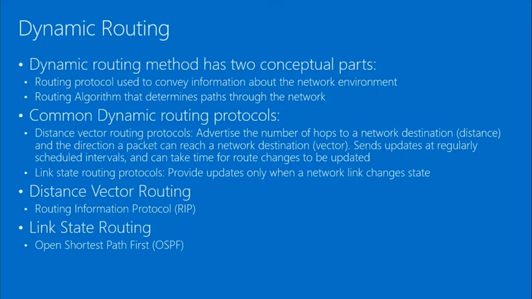Link state routing protocols: updates are only sent when a route has changed. So this allows for routes where, as a router goes down or as a network component goes down, when one of those events happens, then it sends out information. Versus the distance vector routing protocol, and RIP, Routing Information Protocol, is an example of distance vector, which we're going to cover in a few minutes.